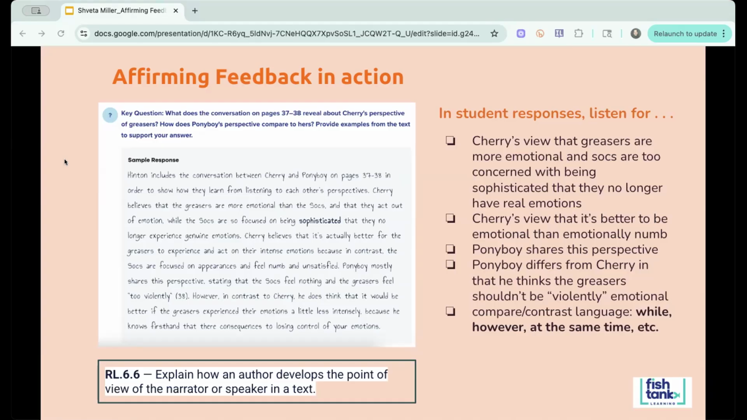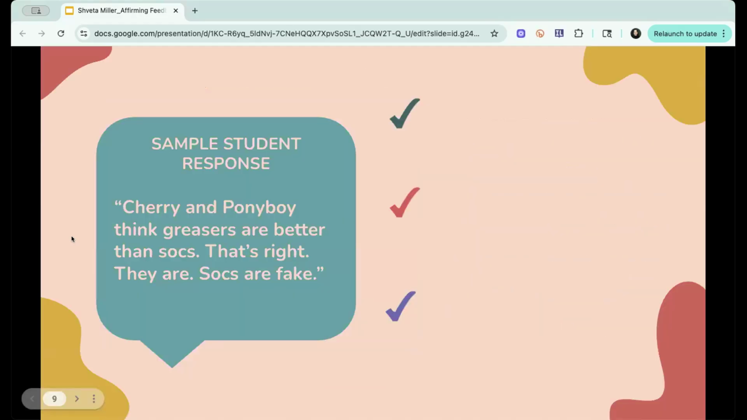Okay, so let's do an example of what a student might say in class. So here's a sample student response. "Cherry and Ponyboy think greasers are better than socs. That's right, they are. Socs are fake." So maybe you had a turn and talk and students were answering it in this way. Or maybe you had equity sticks or volunteers or cold calling or warm calling, and a student says this when they raise their hand.